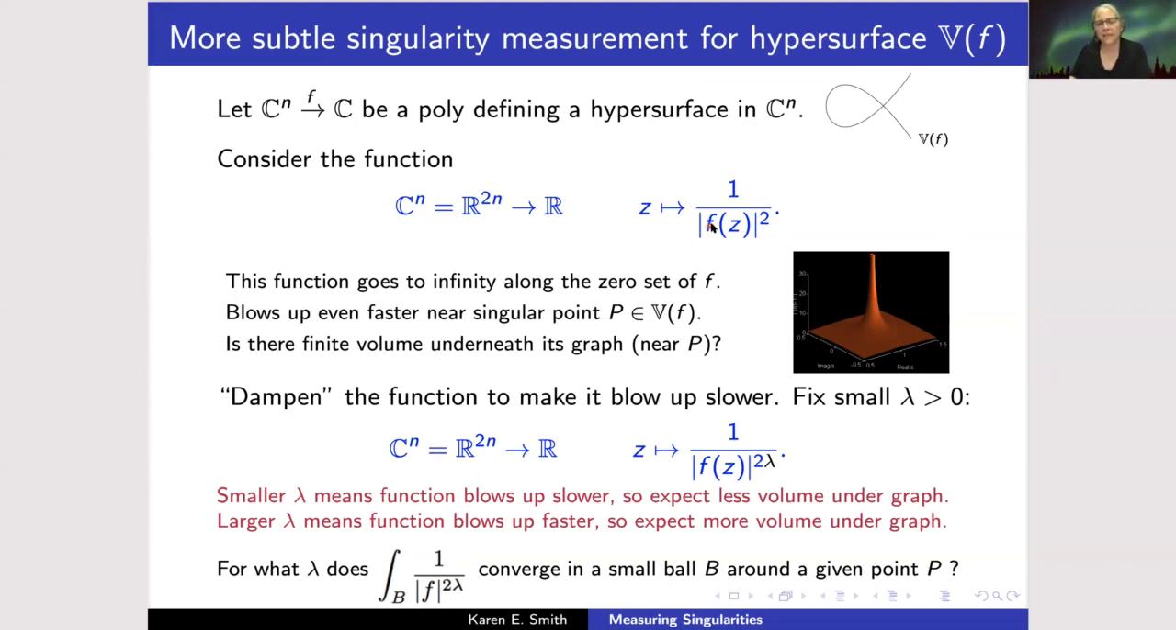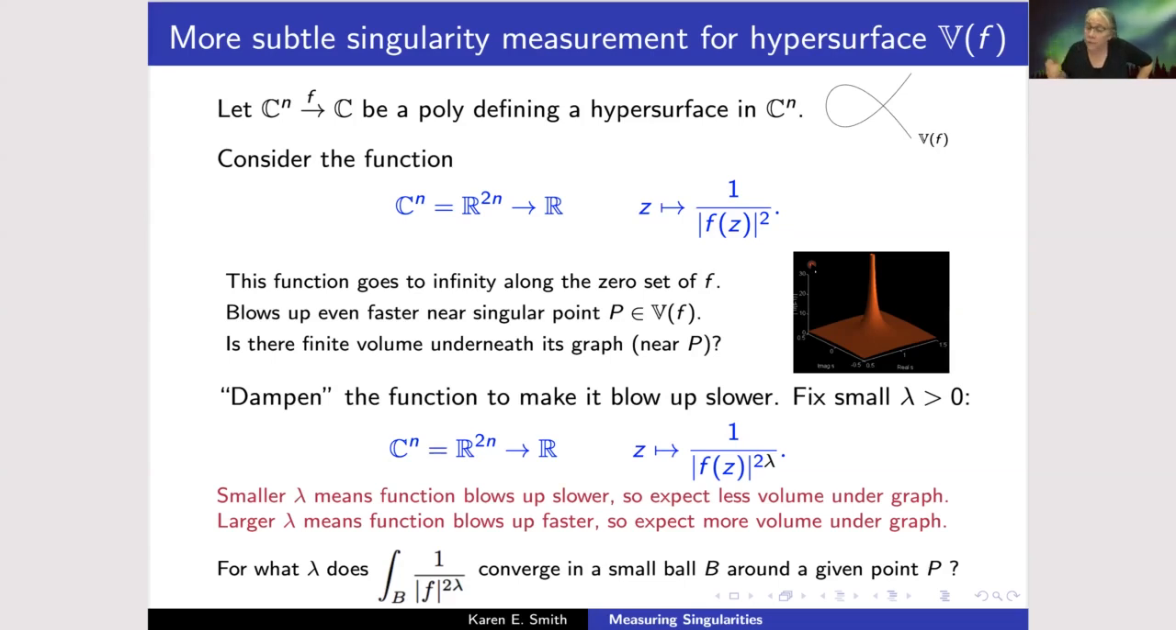And this is a perfectly good function everywhere except where f vanishes. If f vanishes, of course, this is undefined. It's blowing up to infinity. So this is a function which, in this cartoon-like picture here, we see there are some points where it's not defined at all, namely exactly along the hypersurface that we're interested in.